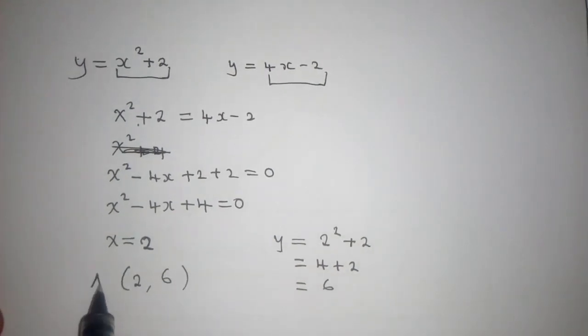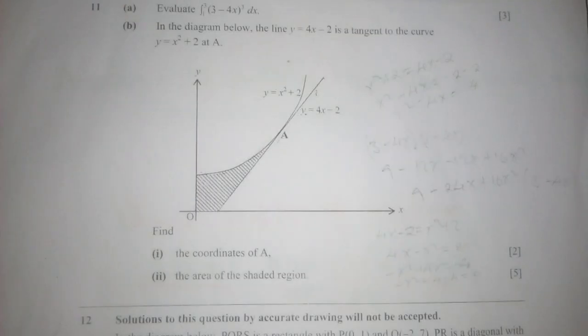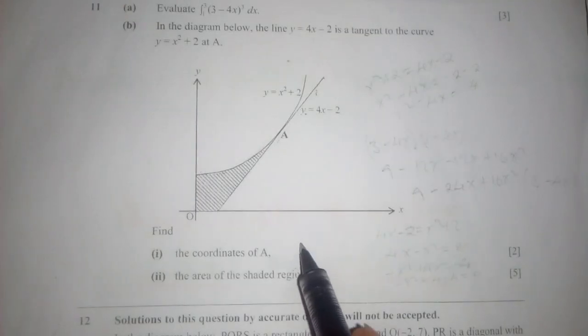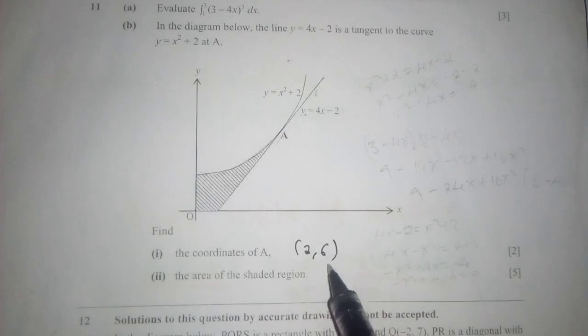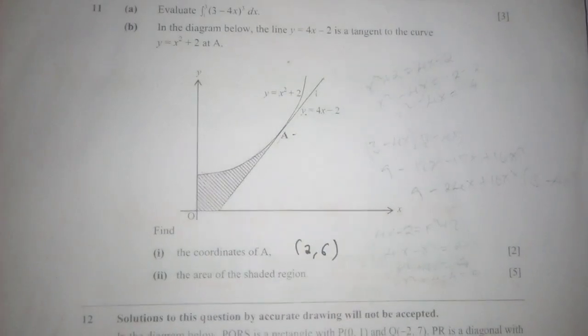So the coordinates at point A is 2, 6. This is how you find the coordinates. So you can say 2, 6. That's what we have. And they are right here at A.